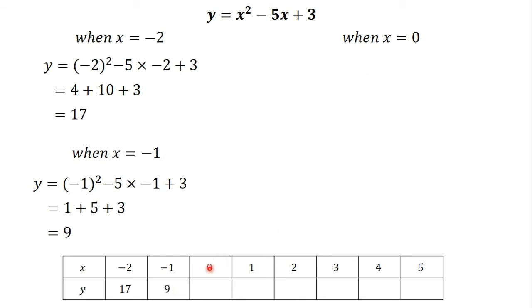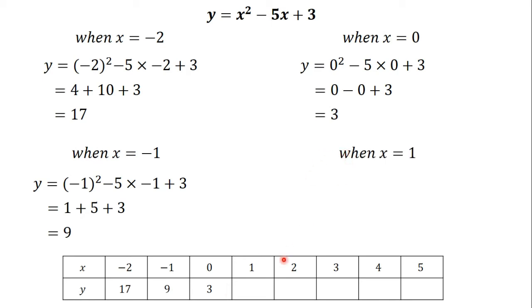The next x value in the table is 0. When x is equal to 0, y will be equal to 0 squared minus 5 times 0 plus 3. 0 is not a negative number, so you can choose to put it in a bracket or not. So y is equal to 0 squared minus 5 times 0 plus 3. This will give us 0 minus 0 plus 3. And 0 minus 0 plus 3 will give us 3. So when x is 0, y is 3.